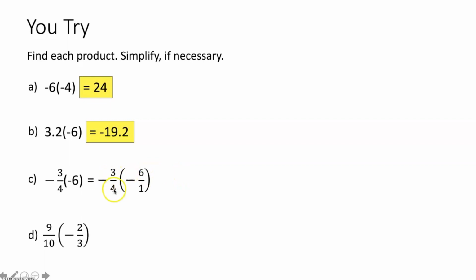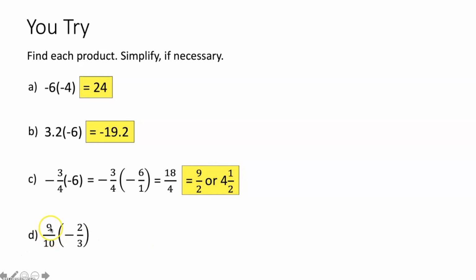So negative 3/4 times negative 6/1, we just multiply the numerators together, denominators together, make sure our product is positive, and we get positive 18/4. We can then simplify that further by dividing each of these by 2, and we end up getting positive 9/2. Or, if we want to write that as a mixed number, 4.5.